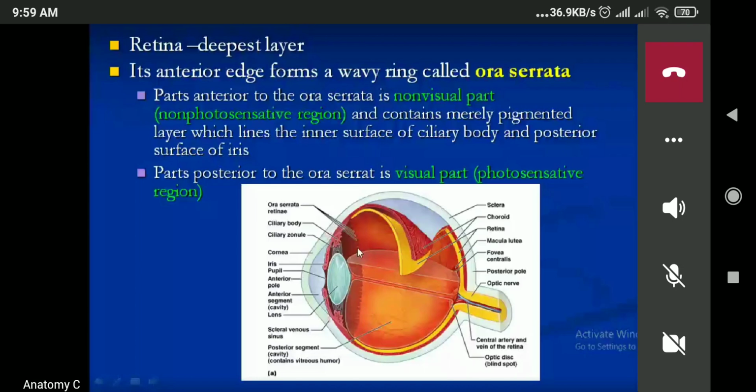The part of the retina present anterior to the ora serrata is the non-photosensitive region, whereas the part posterior to the ora serrata is known as the visual part, the photosensitive region. So the retina has two regions: the photosensitive region posterior to the ora serrata, and the non-photosensitive region anterior to it. This non-photosensitive region is mainly present on the inner surface of the ciliary body and the iris.